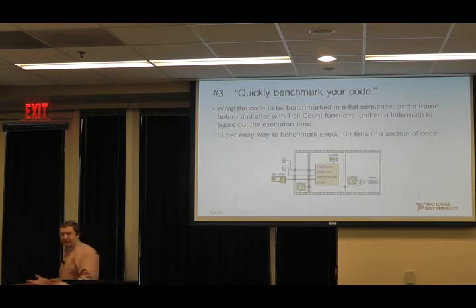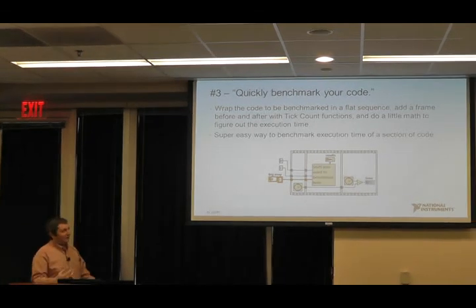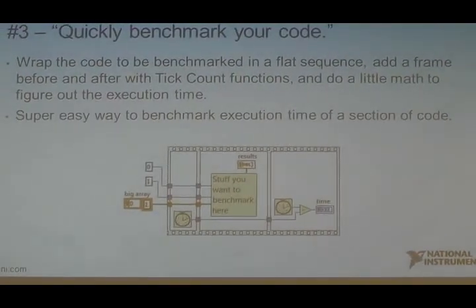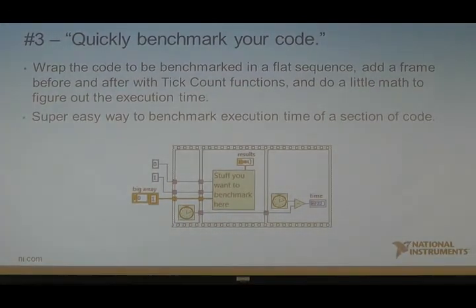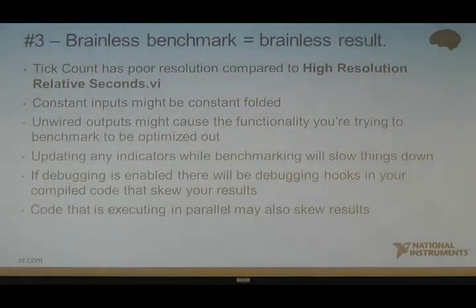Okay, so next thing that we brainlessly do. We've got a piece of code. We want to know how long it's taking. So we wrap it in a 3-frame flat sequence. We drop the tick counts. We do a subtract. And now we have some execution time that we can benchmark. We all do this. It's super easy. We can knock this code out in a few seconds. But we should stop doing that, because when we brainlessly benchmark our code, we get brainless results.